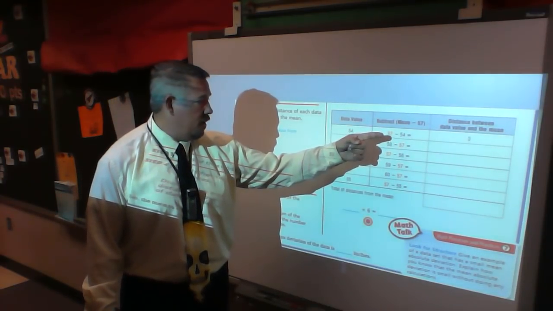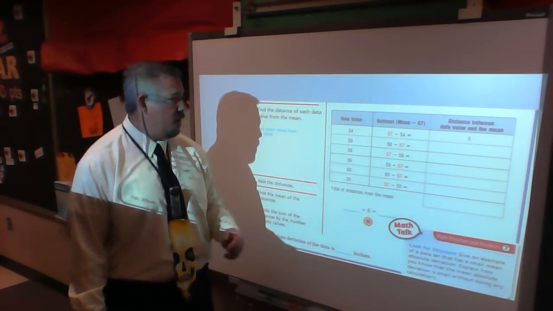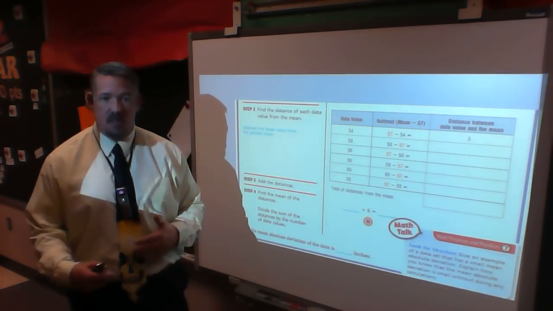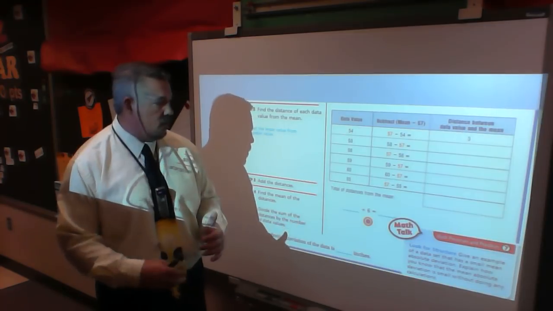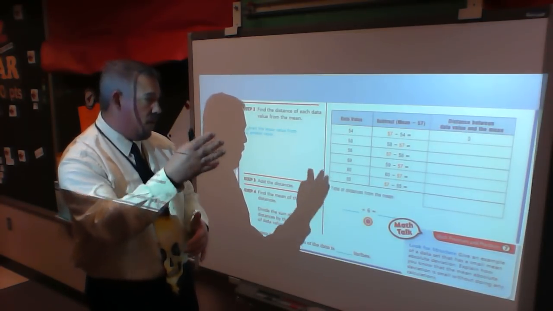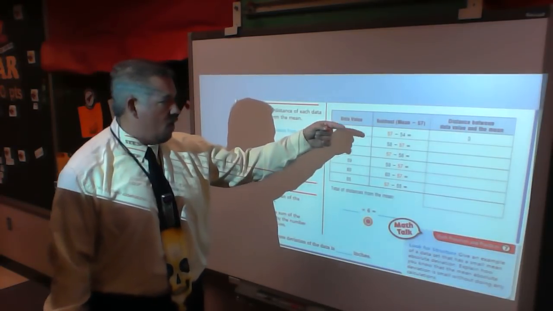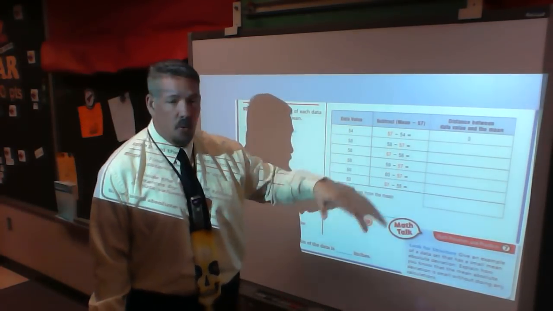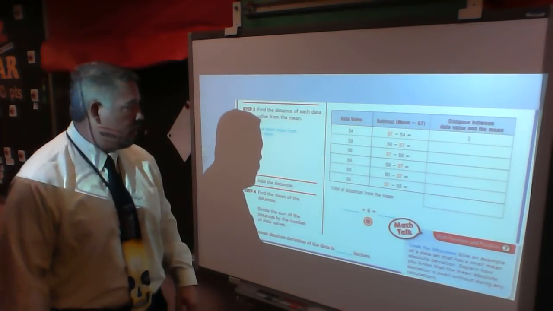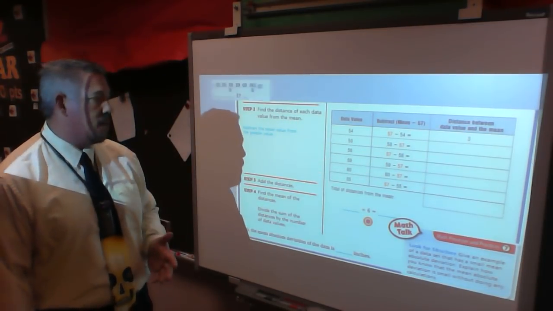So 57, the mean, minus 54 is 3. Now they don't have these in order from least to greatest, which is fine. It just makes it a little trickier to remember if I'm subtracting the mean or subtracting the number from the mean. So as long as it's larger than the mean, I have to do it first. So then I take 58 minus 57. Well, from 57 to 58, that's 1.